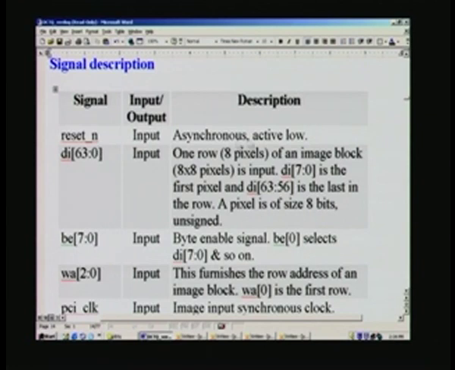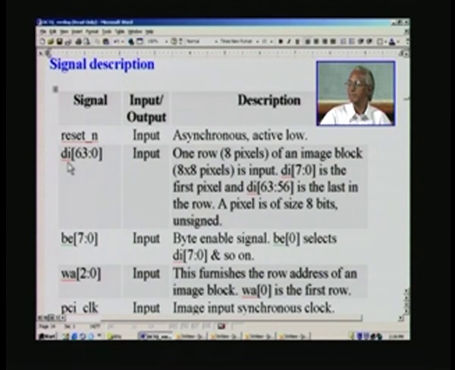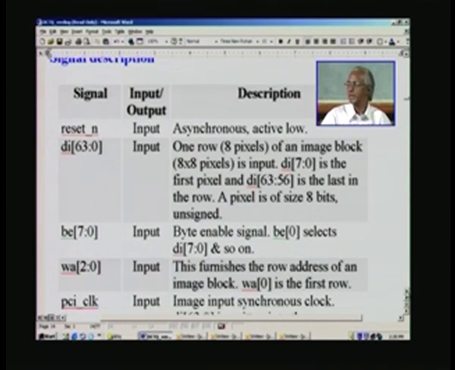And this reset is active low asynchronous, which is a standard in our design, and input is fed through this DI. One row, that is 8 pixels of an image block, 8 by 8 pixels, is input, and DI 7 through 0 is the first pixel, and the last byte is the last pixel in the particular row of 8 pixels. Like that, in a block you have such 8 rows, and we have to write one after another, and a pixel is of size 8 bits unsigned. So, note that it is unsigned.